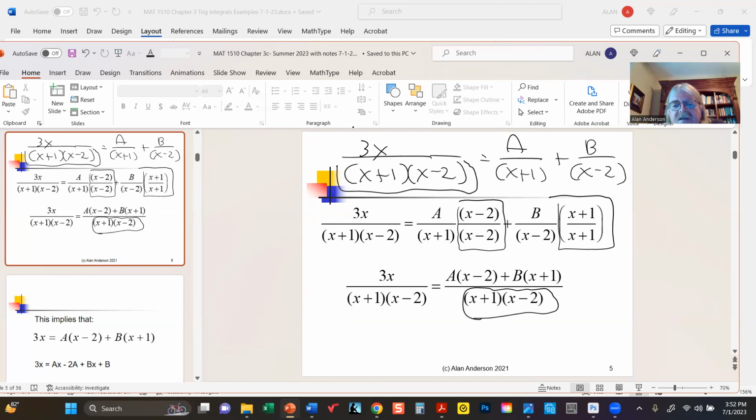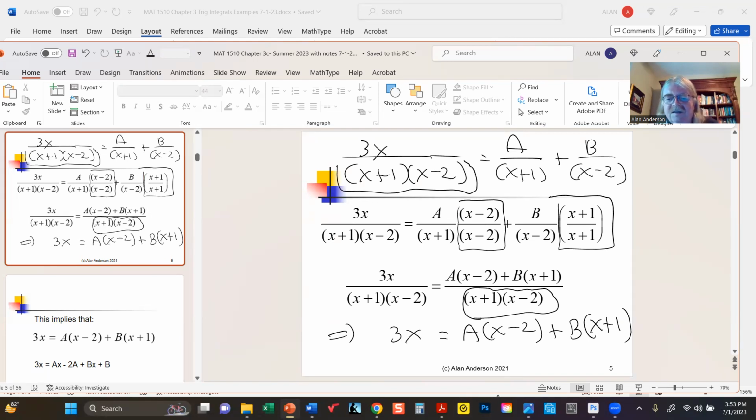and now I can consolidate these two numerators as a times x minus 2 plus b times x plus 1. And since they have the same denominators, all I can do now is say, listen, this is equivalent to 3x equals a times x minus 2 plus b times x plus 1. That's interesting. Now, still, we have one single equation with two unknowns. And that's not enough, obviously.